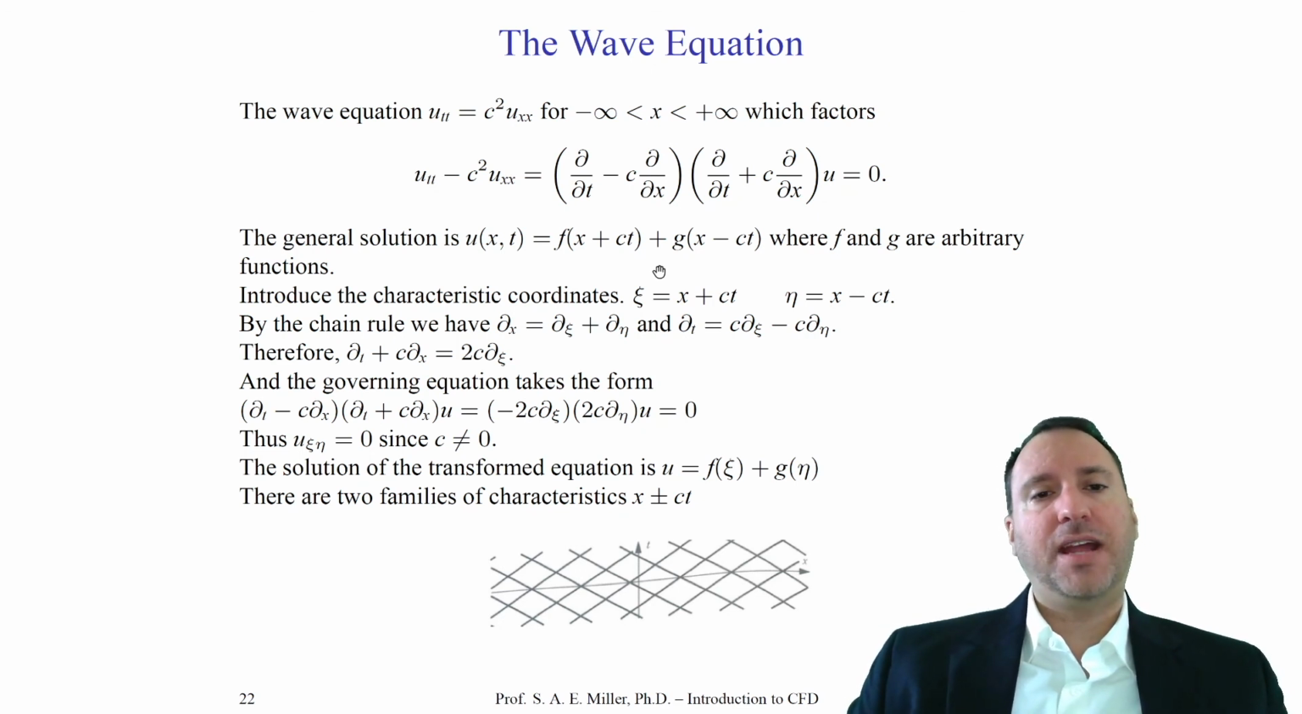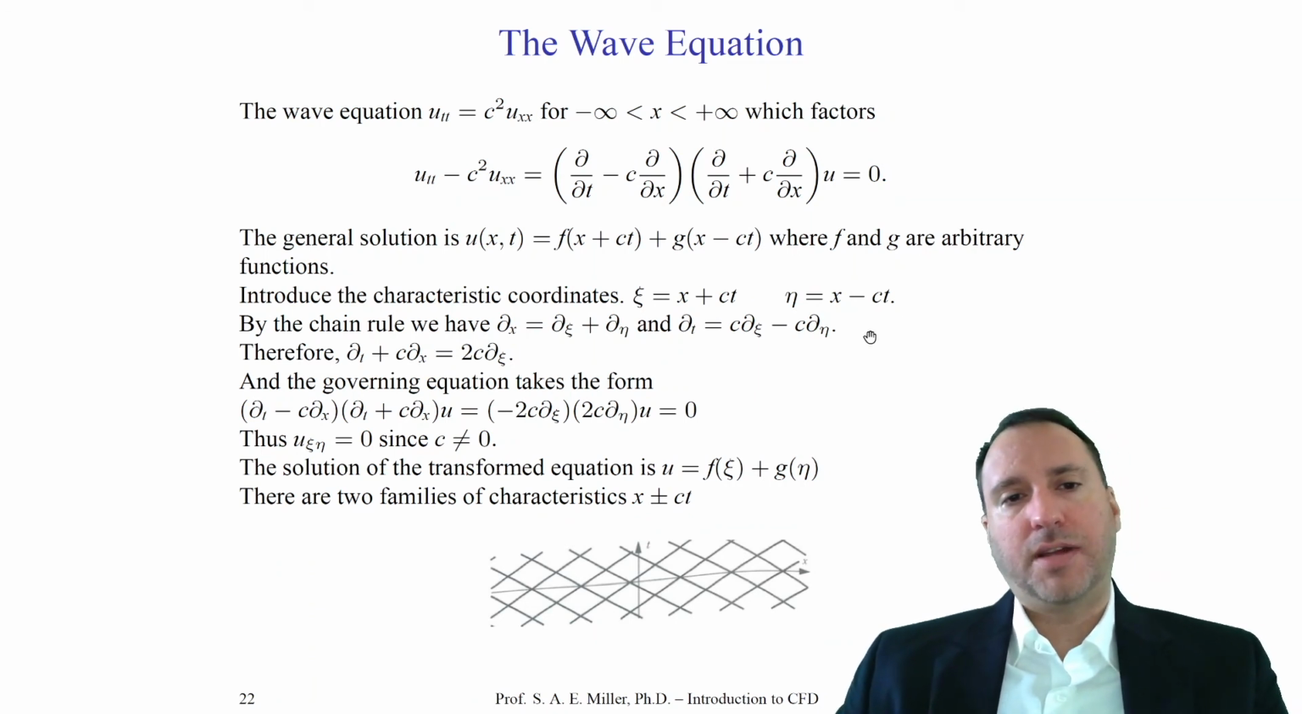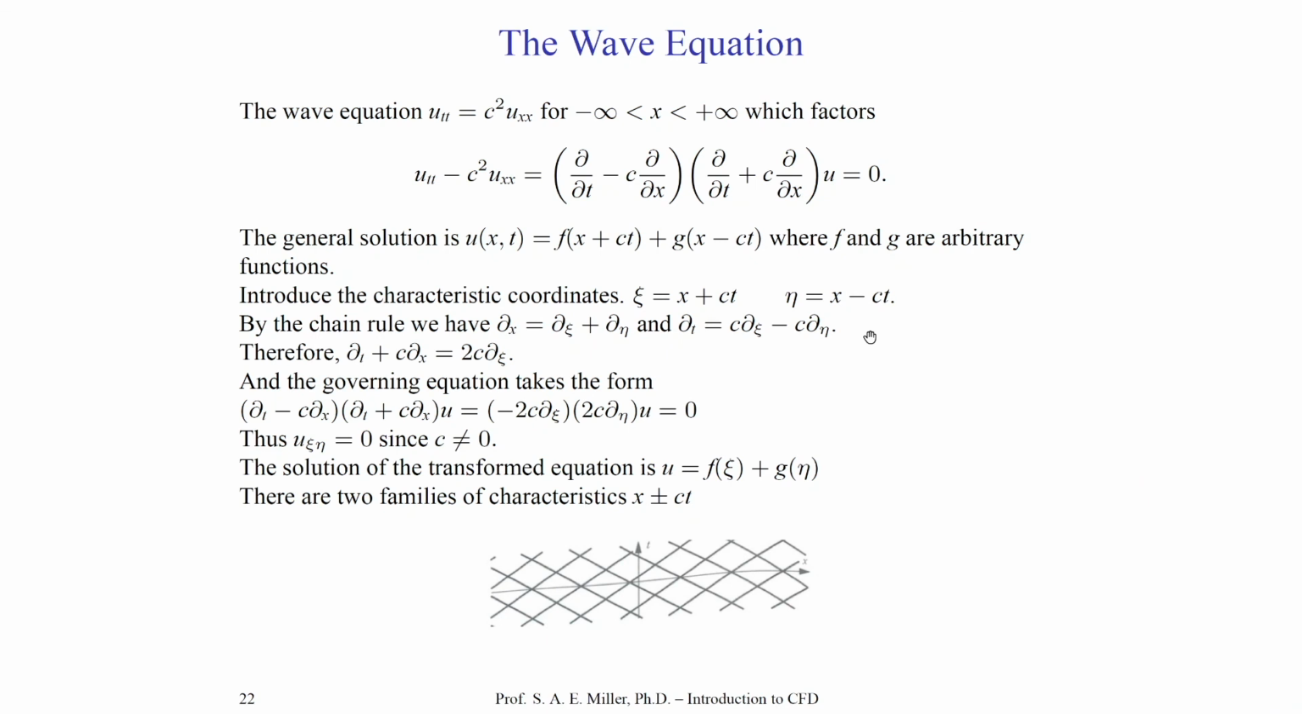Now, like D'Alembert, we introduce the characteristic coordinates. Psi equals x plus ct, and eta equals x minus ct. You'll see the value of this characteristic coordinate system later and what it means physically. Now, through the chain rule, we might write partial x equals partial psi plus partial eta, and partial t equals c partial psi minus c partial eta. Through this operation, we have written the partial derivative with respect to x in terms of our characteristic coordinates. Therefore, through substitution, you might see that partial t plus c partial x equals 2c partial psi.